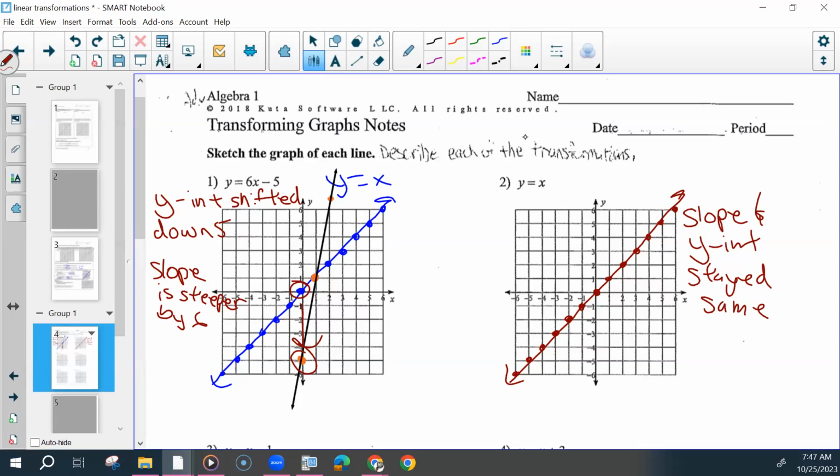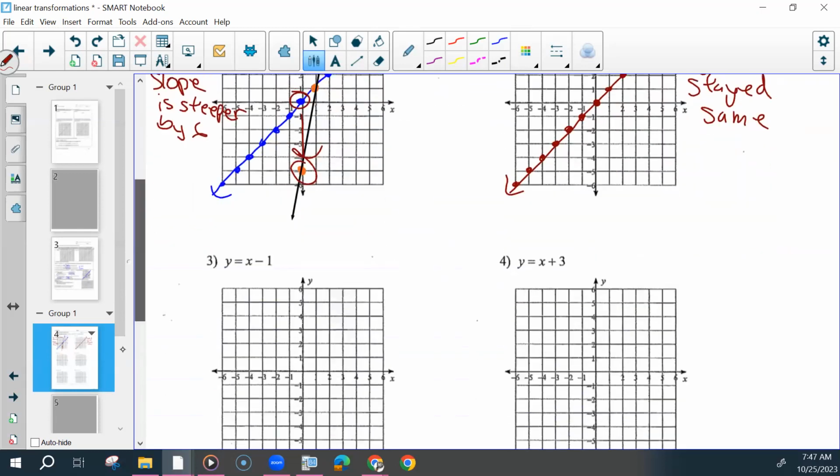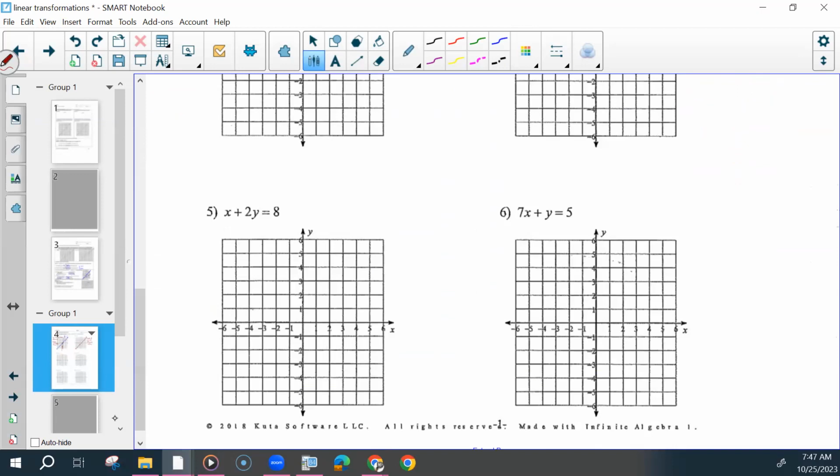Great, we're gonna do 2 more. And graph them. We're gonna skip 3 and 4 and go on to 5 and 6.